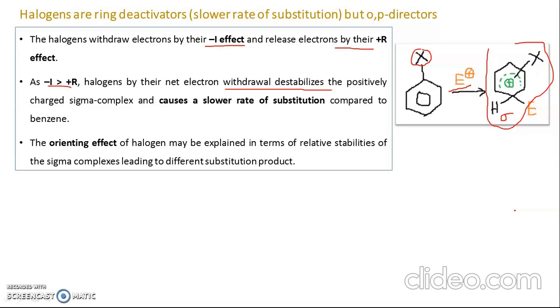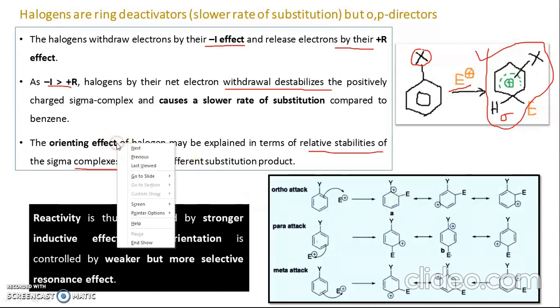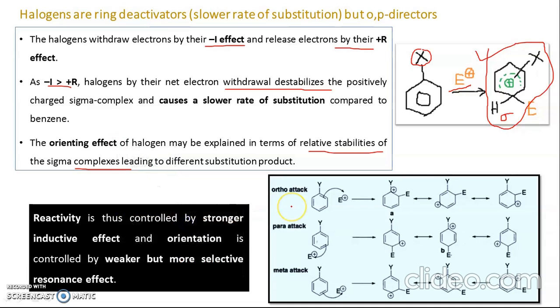Next we have to see what is the orienting effect of the halogens. For this, we have to look at the relative stabilities of the sigma complexes. This is the sigma complex, and there are different resonance structures possible. We will look at the different types of attack, that is ortho attack, para attack and meta attack. You can see in ortho attack and para attack there are different resonance structures, but in structure A in case of ortho and structure B in case of para, the positive charge is very close to the halogen. Here Y is actually the halogen.